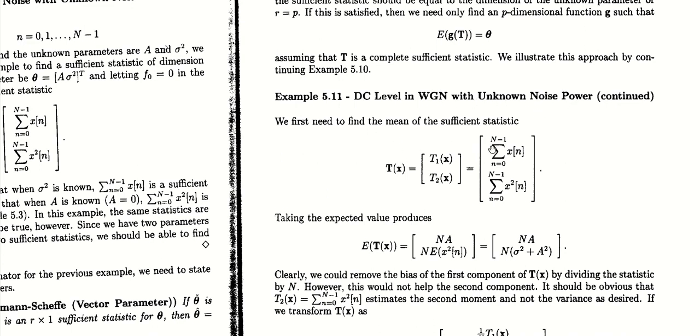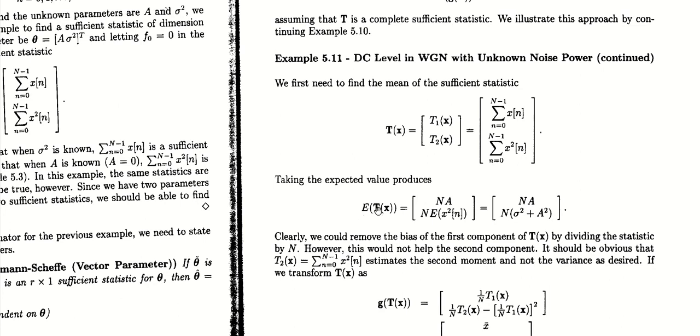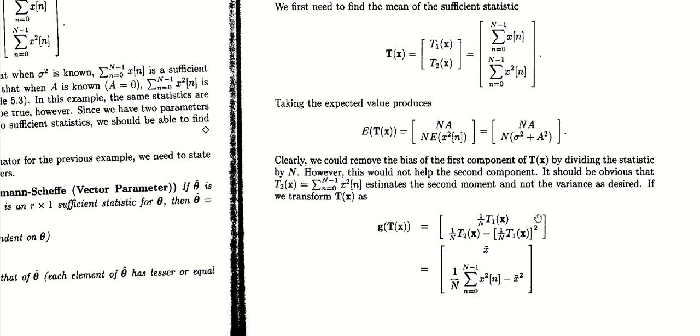So we have the sufficient statistic, assuming that we have it. And then take the expected value. You expect this, you get that. I think this is trivial. So expect of this, you get NA. Expect of this, you get N sigma squared plus A squared.